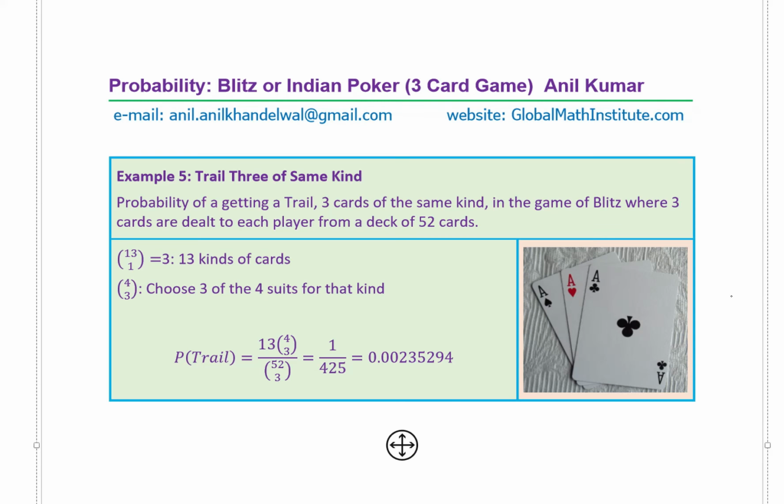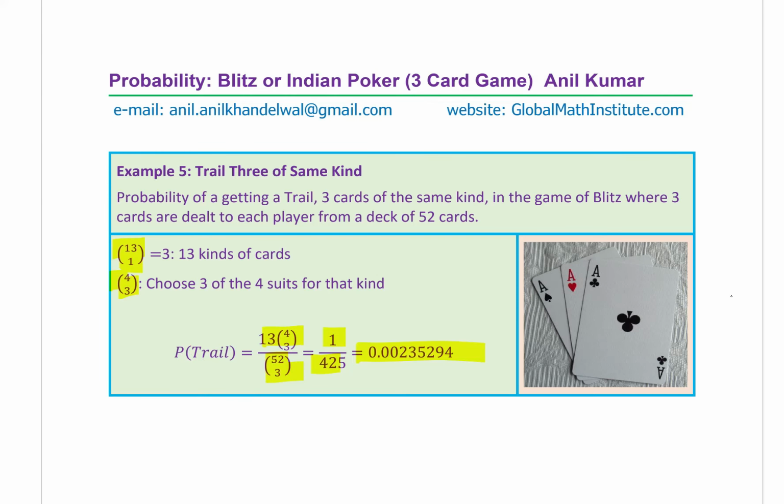Now, the highest ranking card is, of course, the trail, 3 of the same kind. Good. So how do you get the probability of this? Well, you have to select one of those 13 kinds, that is the first thing, and then all the 3 from that particular kind. So that is as simple. And then divide by the total combination. 1 over 425 gives you that jackpot number, which is 0.0023594. So 0.23% are the chances of getting a trail in the game of Indian poker, a 3 card game, or Blitz.